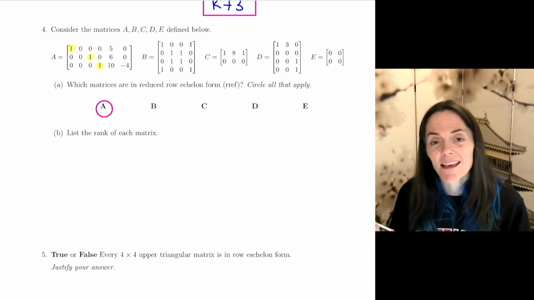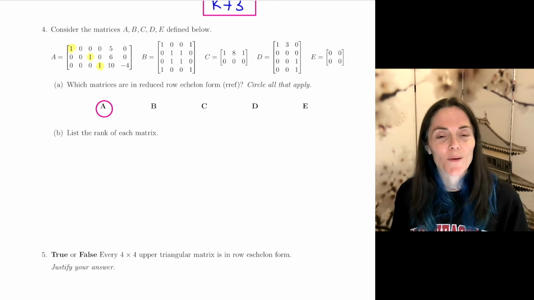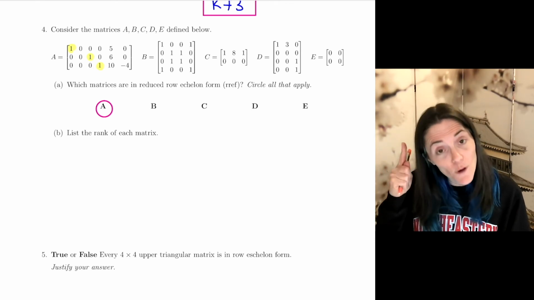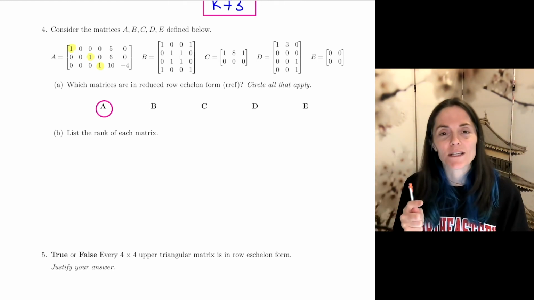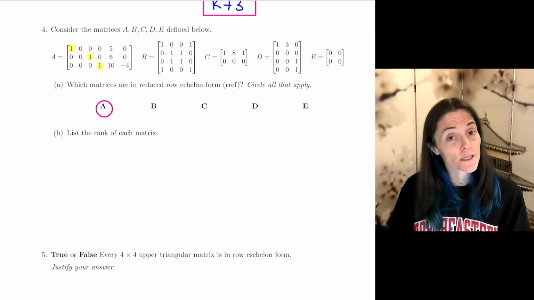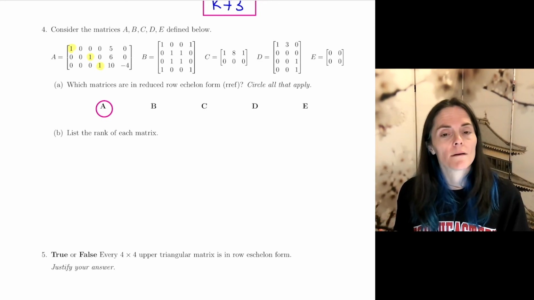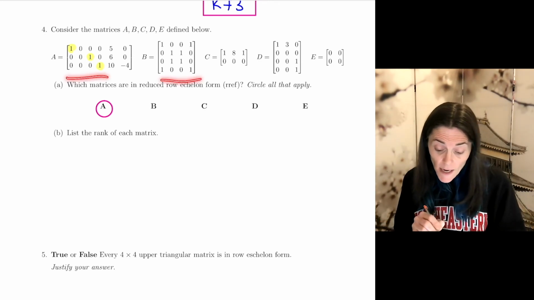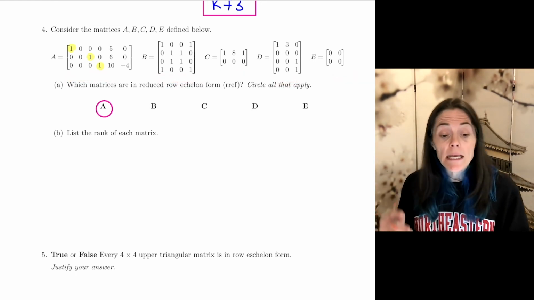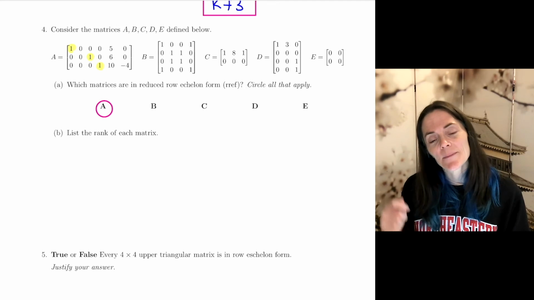Now verbally, let's recall reduced row echelon form. There are 3 things that we need. First, if a row has a non-zero entry and we read left to right, then the first non-zero entry is a 1. Actually, that is satisfied by all of these, okay, but not all are in reduced row echelon form. So then there's 2 more things we need.